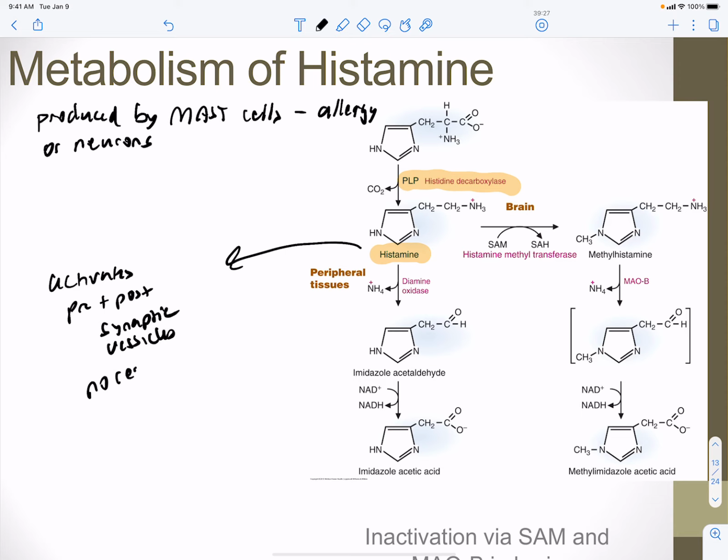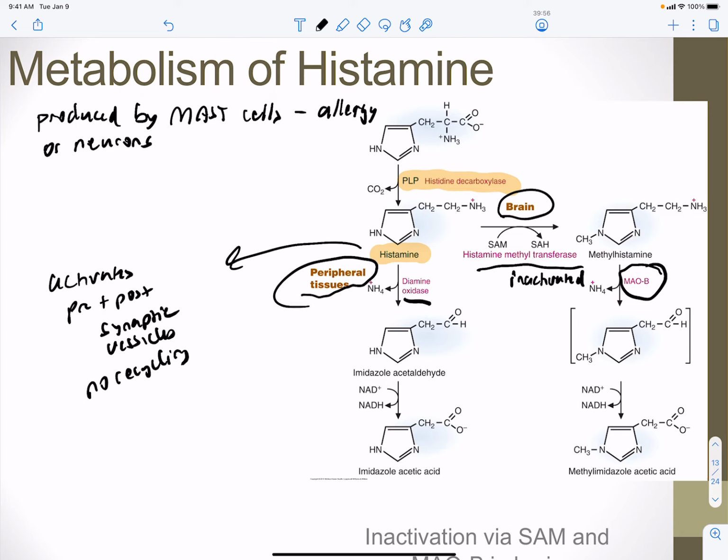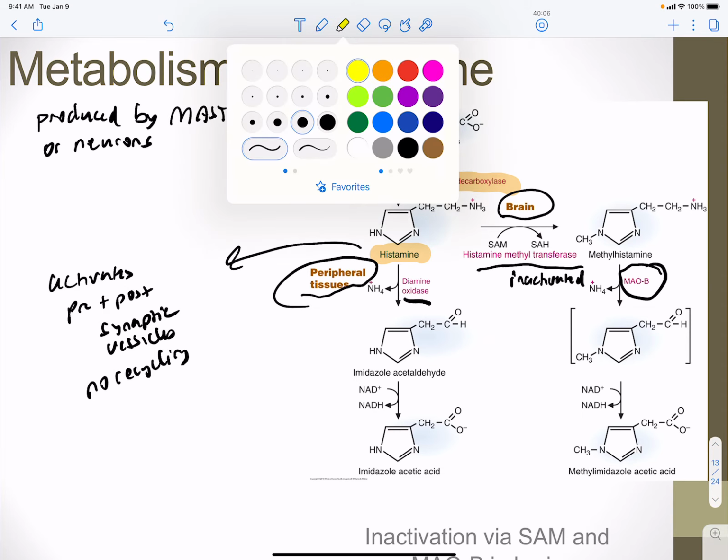It can also be inactivated by SAM and MAO-B in the brain. In peripheral tissues, it'll be inactivated by a diamine oxidase. So there's two mechanisms. So once in peripheral tissues, diamine oxidase, or in the brain, you first have the histamine methyltransferase, and then you have it worked on by MAO-B.